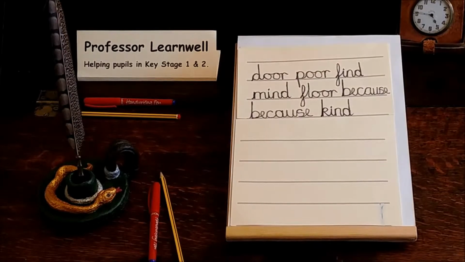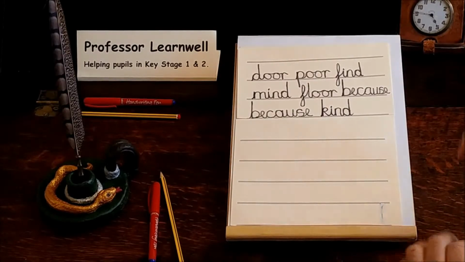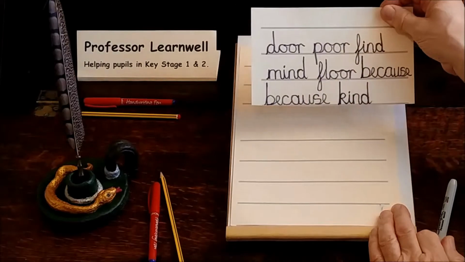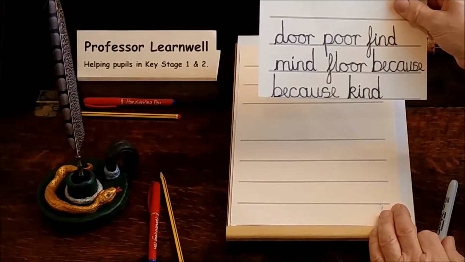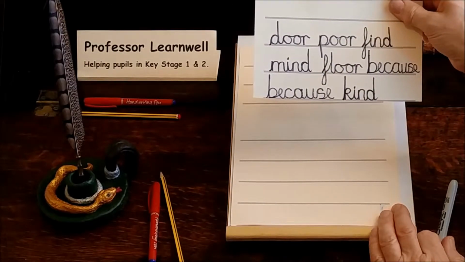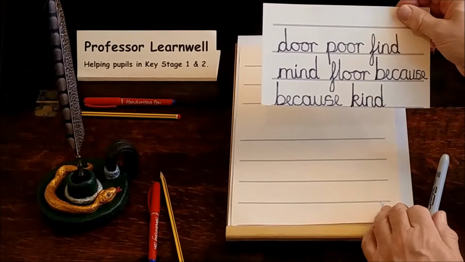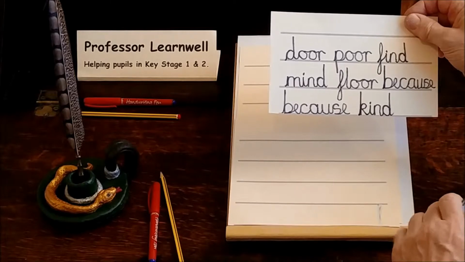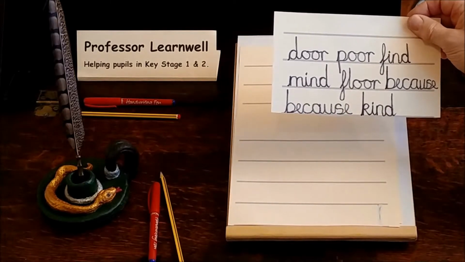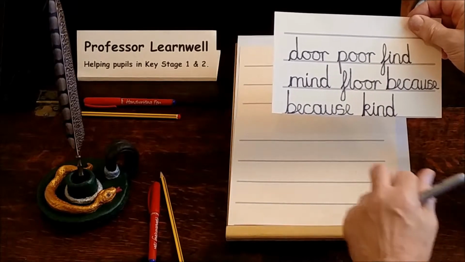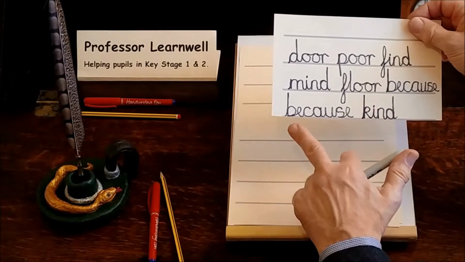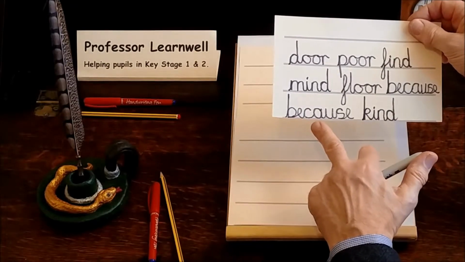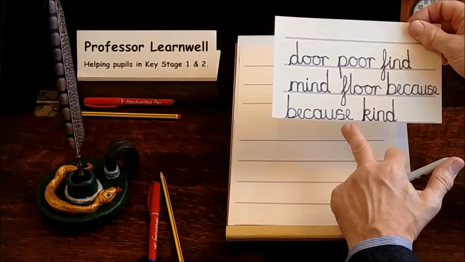Now, sitting comfortably, as always, the words we looked at in our previous video for Year 2 were these words: door, pour, find, mind, floor. You can see some spelling patterns there, because, which I've written more neatly there, and kind. Do you remember the way to remember the spelling of because? One way that you might be shown is big elephants can always understand small elephants.